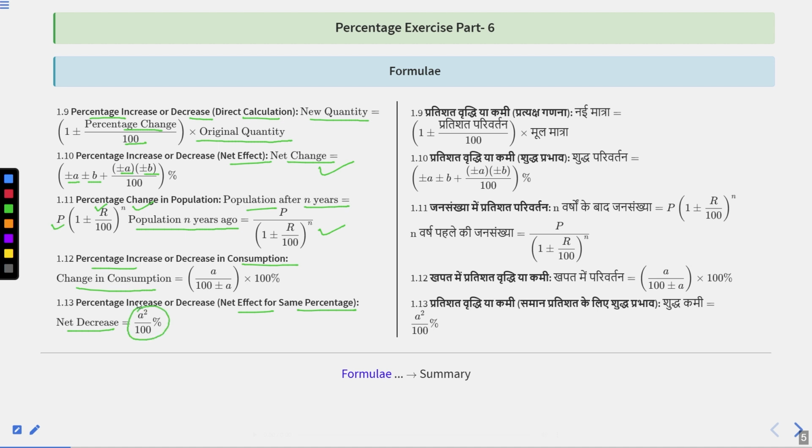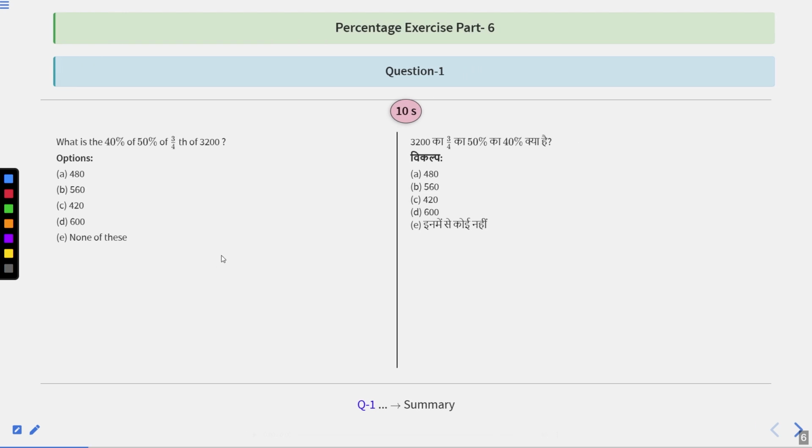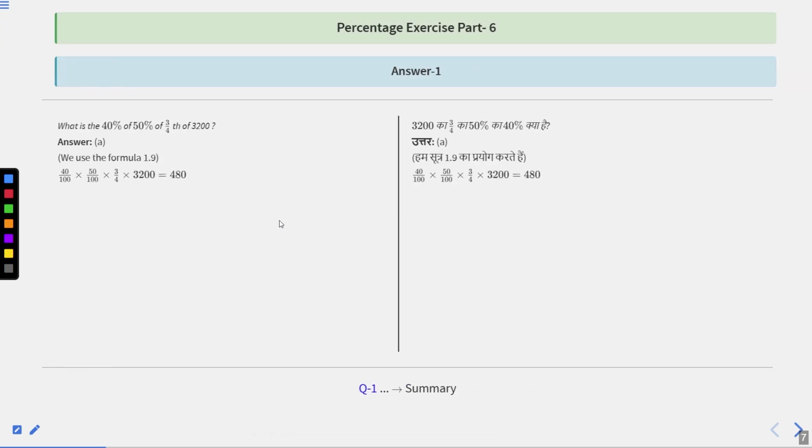Now we will see some questions. The first question is, what is 40% of 50% of 3/4 of 3200? You have 5 options and 10 seconds to solve this question. Your time starts now. Now time's up. Let's see the solution.